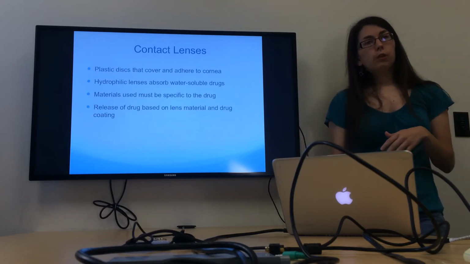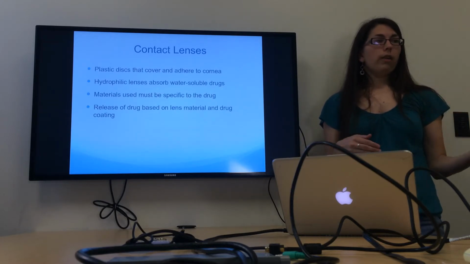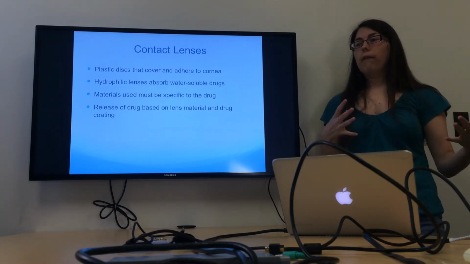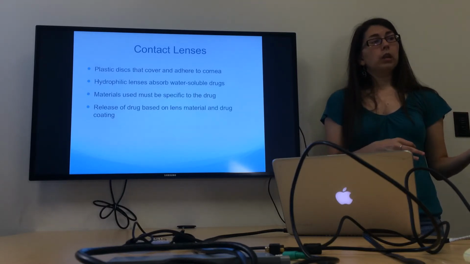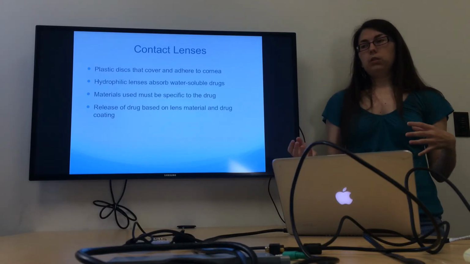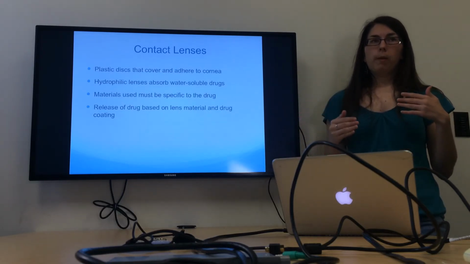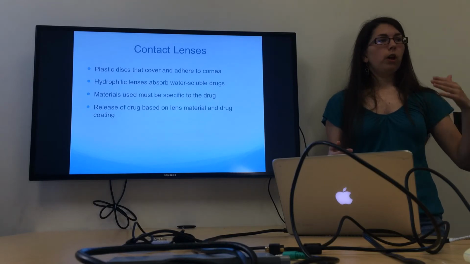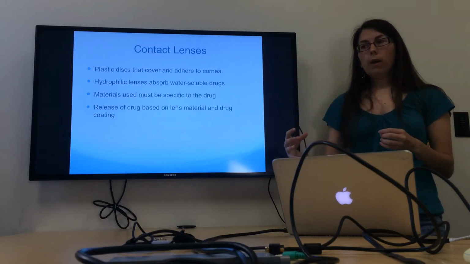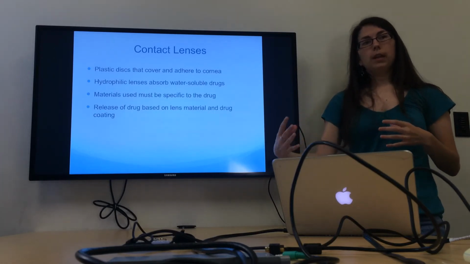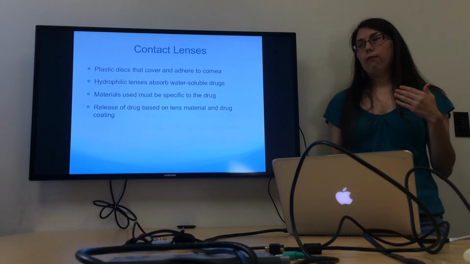And the different materials that you use will change the amount of drug that can be absorbed or released. So you have to have a specific material of the lens to be able to use the specific drugs. And the release of these drugs is based off of the materials. So depending on the material that you have, you can release more drug over a longer period of time, or you can release a little bit at this time and then wait a little bit, or you release a whole bunch at the beginning and it slows down. It just depends on that, as well as whatever coating you have around the drug.